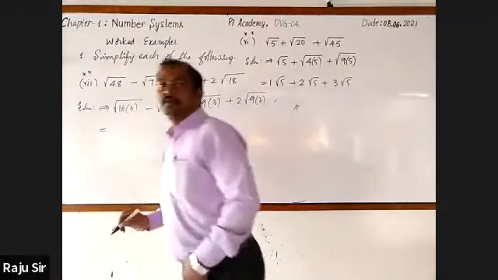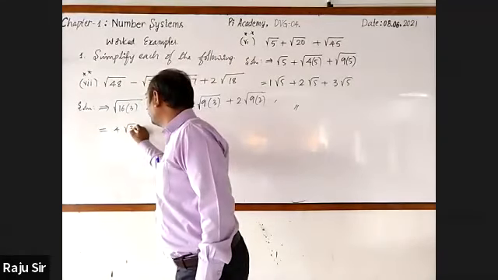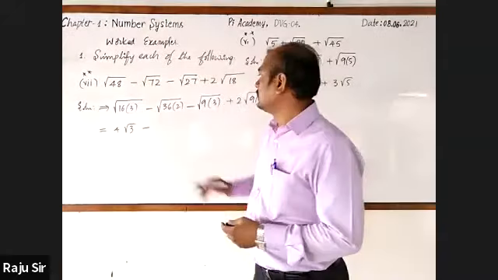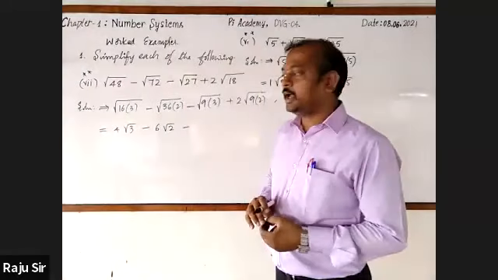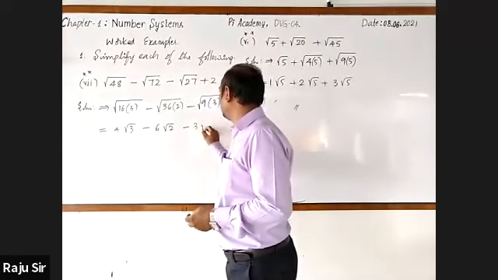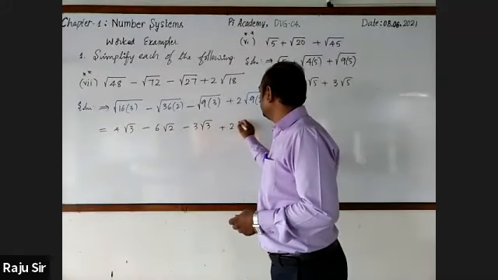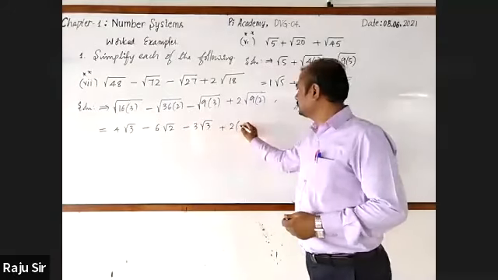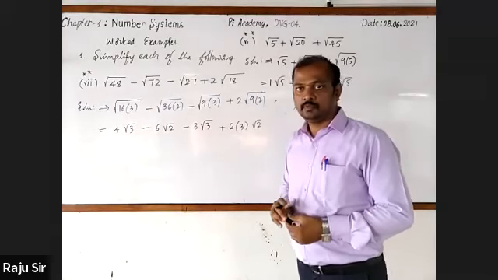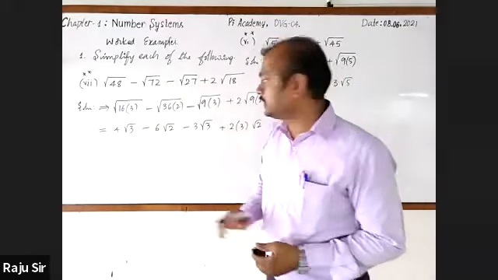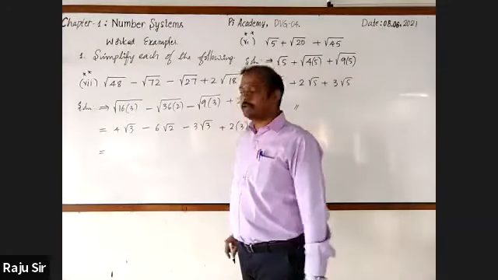This is equal to: square root of 16 is 4, 4 into root 3. Square root of 36 is 6 into root 2. Square root of 9 is 3 into root 3. Plus 2 into square root of 9, which is 3 into root 2. Ananya Hatika? Can it be simplified?